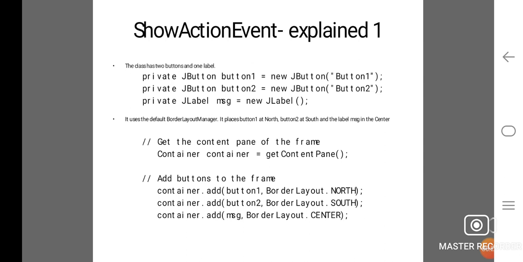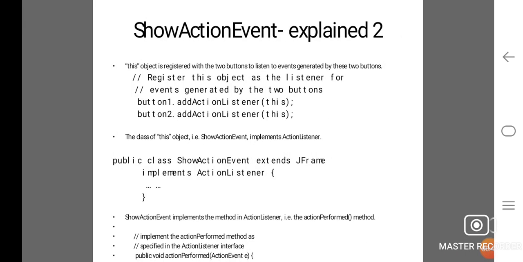Get the content pane of the frame: Container container = getContentPane(). Add buttons to the frame. container.add(button1, BorderLayout.NORTH), container.add(button2, BorderLayout.SOUTH), container.add(message, BorderLayout.CENTER).